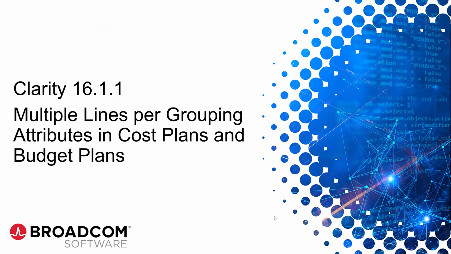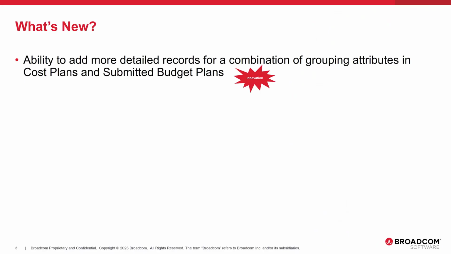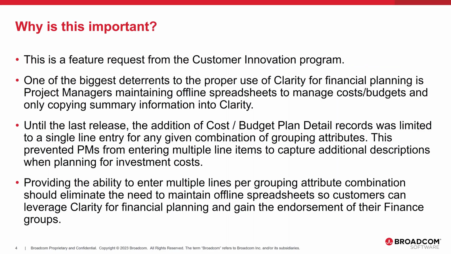In this session, we will cover how to add multiple lines per grouping attributes combination in cost plans and budget plans. So, what's new? In this release, we are bringing the ability to add more detailed records for a combination of grouping attributes in cost plans and submitted budget plans. And the reason this is important is, firstly, our customers have voted this to be one of the top most requested features through our customer innovation program.